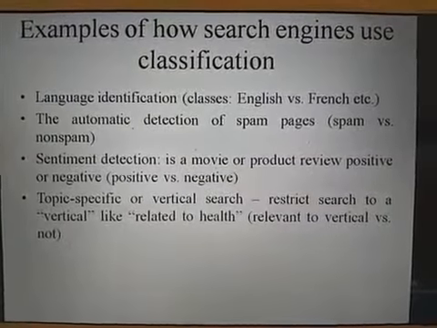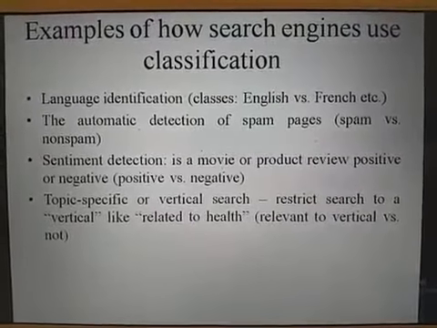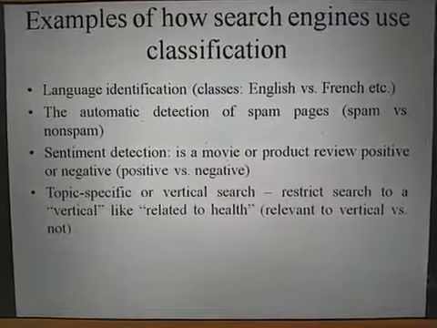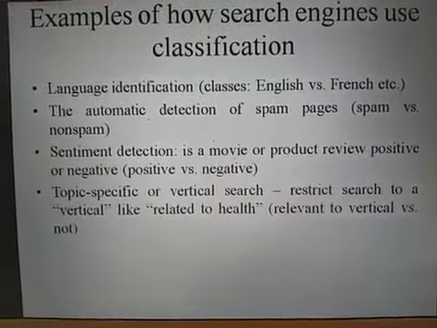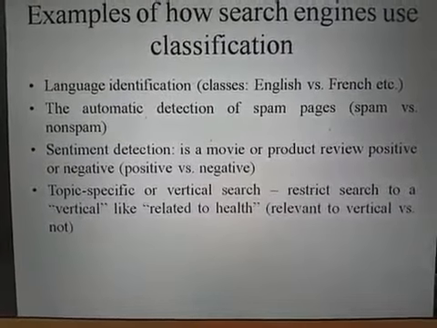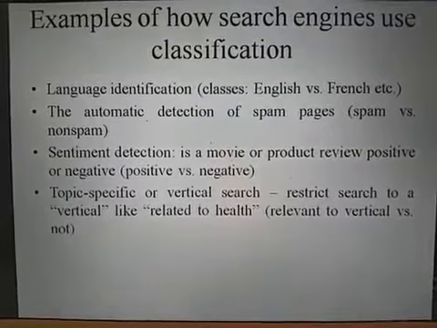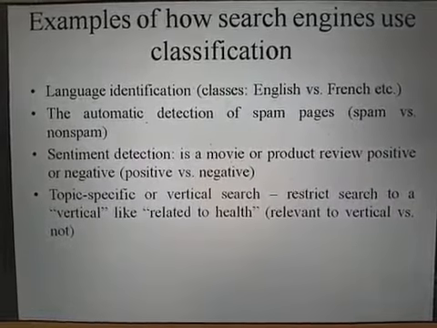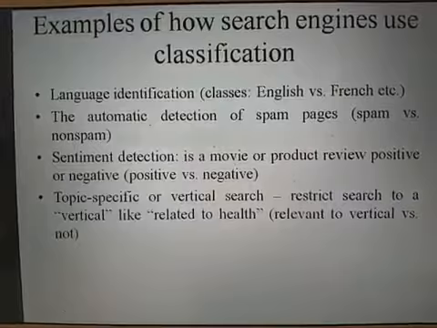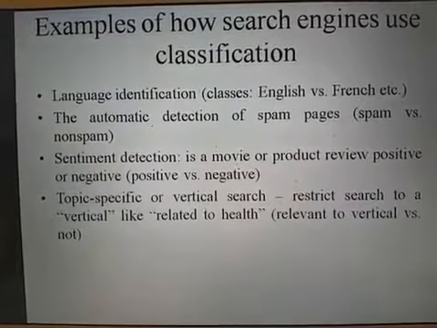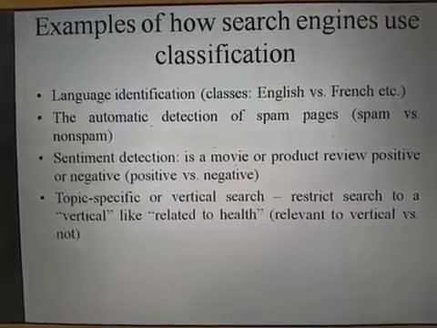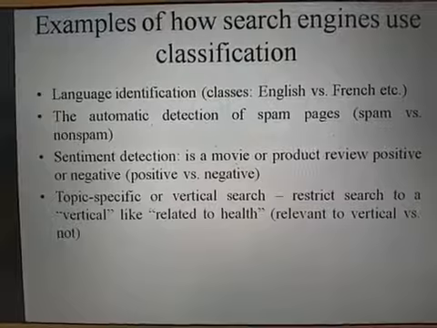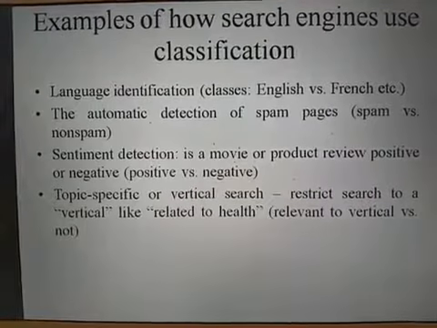Next, examples of how search engines use classification. From different contexts and points of view, you can consider search as a classification problem. First is based on language, whether a page belongs to the English category or the French category. If we are going to detect spam pages, whether a page is a spam page or a non-spam page, these are again different class problems. We have to find the class of documents or pages and then categorize them accordingly. Then another is sentiment detection.